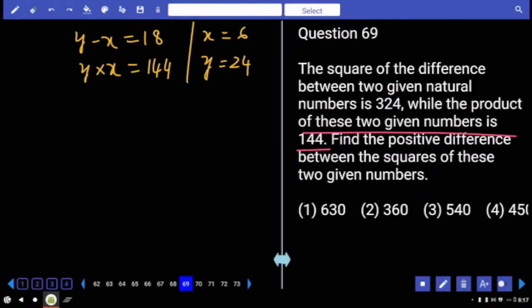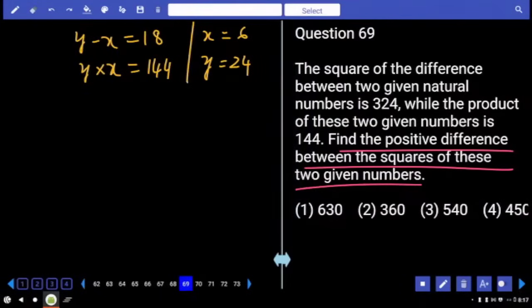I am not writing an algebraic equation. By guessing values I am doing it. Find the positive difference between squares of these two given numbers. 24 square is 576. 6 square is 36. We were asked to calculate the difference, 540, third option.